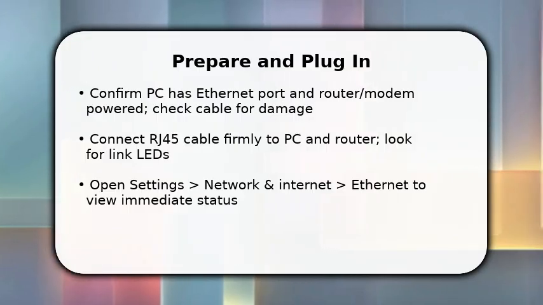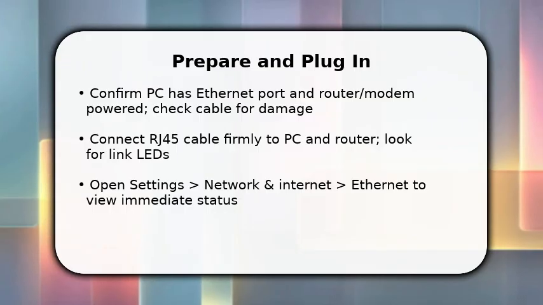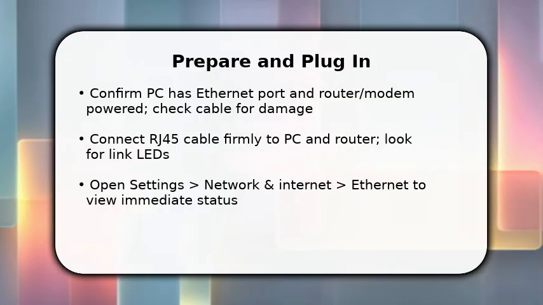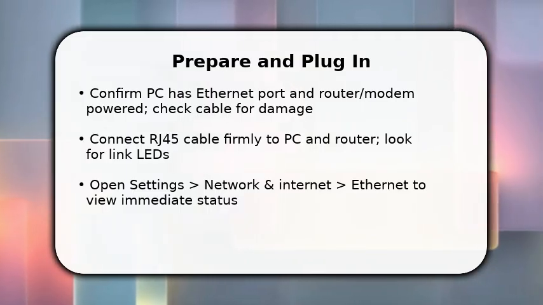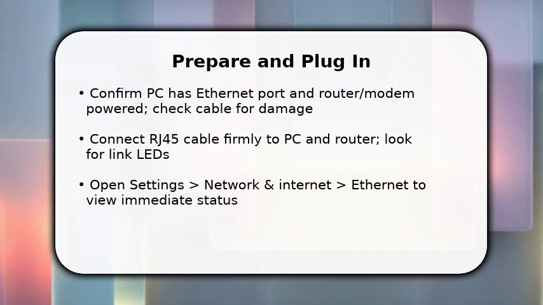Next, open Settings, choose Network and Internet, then Ethernet to see connection status. Make sure to note whether Windows shows Connected or Unidentified Network, because that determines the next configuration path.